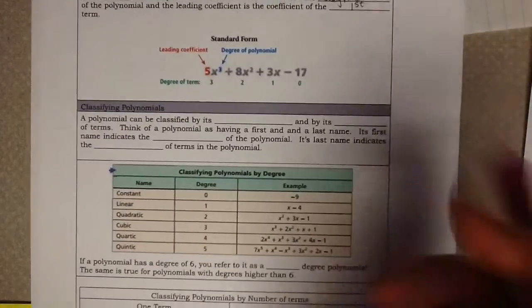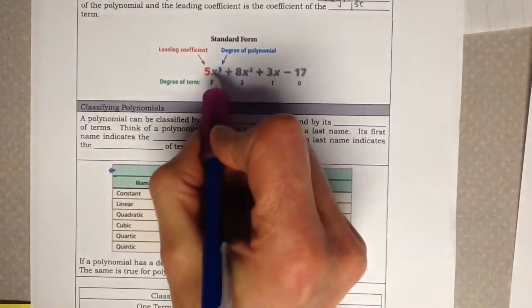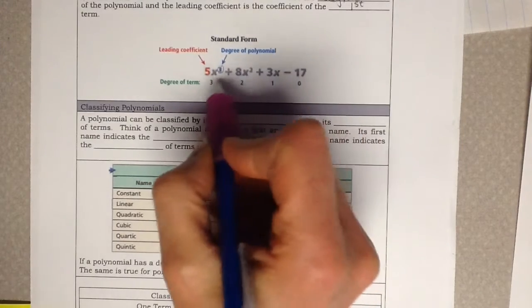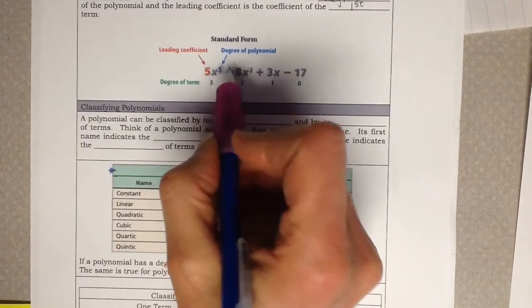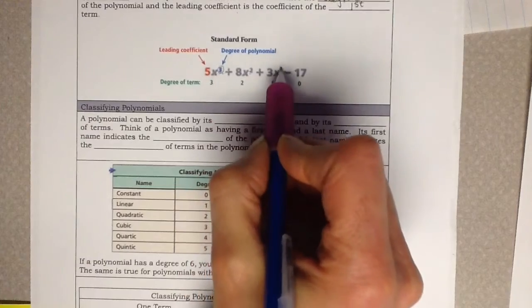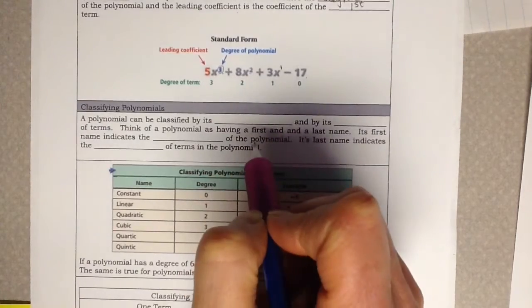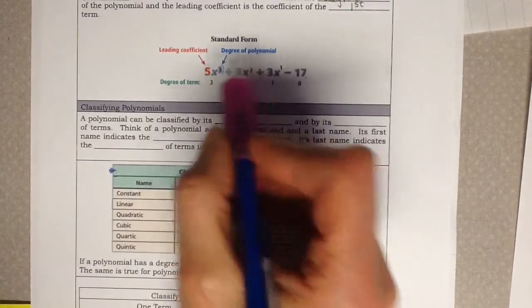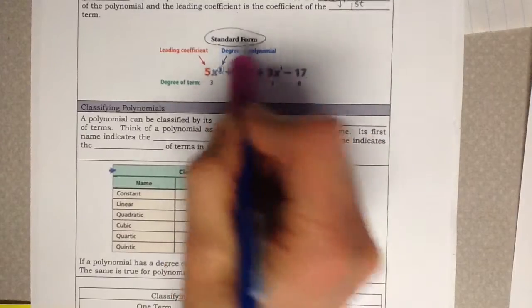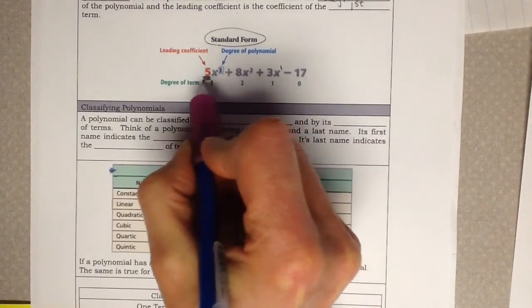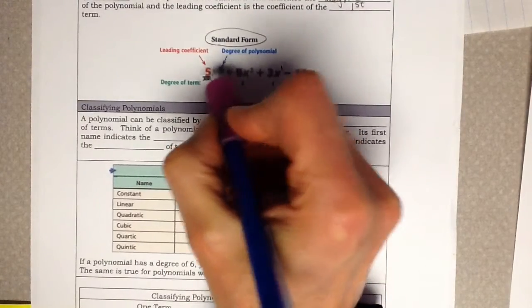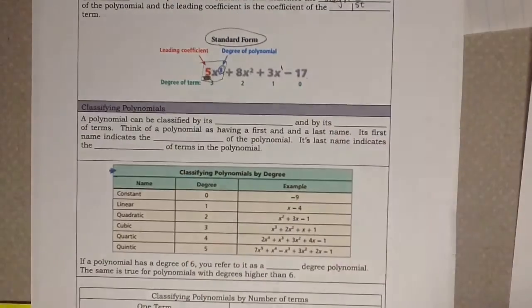So looking here, you can see the degree. We talked about the exponents, if there's just one of them on here. This is the degree of the polynomial. So it goes 3, 2, 1, and 0. And then the leading coefficient, if you're in standard form, is always going to be the first term. And the degree, if you are in standard form, will always be found also in the first term.